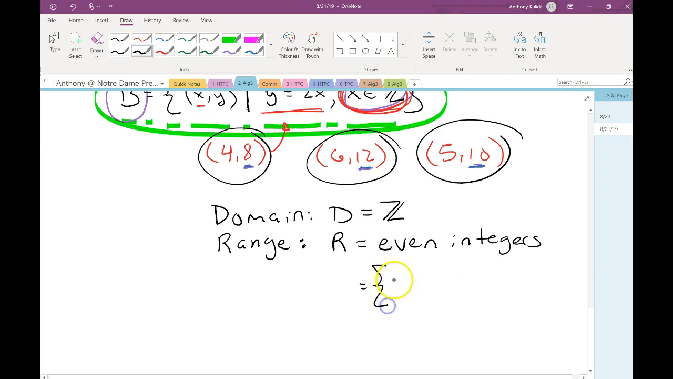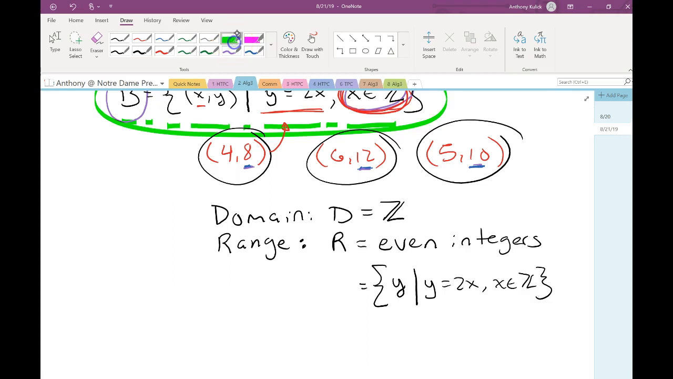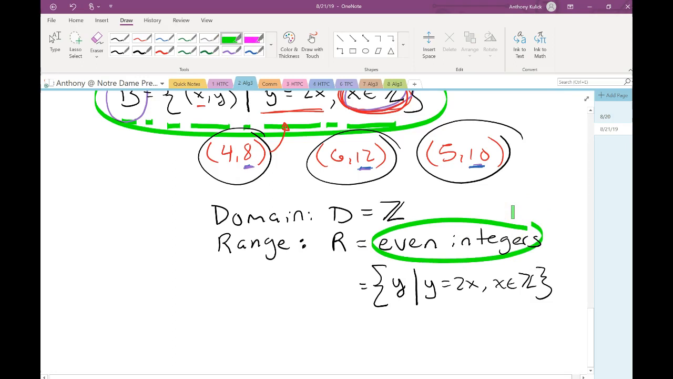So if you wanted to write the range in like an infinite set notation, you would say something like, this is the way you would write the range as an infinite set. I don't need you to be able to do that. You can write it in words in this sort of situation, and that's perfectly acceptable. But writing 2x would not be acceptable in range.